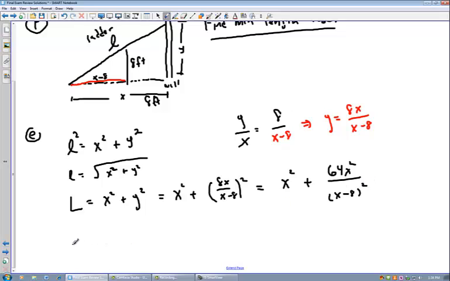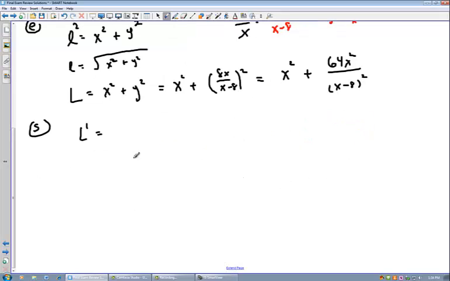Very good. All right, so solve. I have a formula for L in terms of x's, so now I can find L prime. So L prime is equal to, and I'm going to take the derivative of this thing, so I have 2x plus, and now I'm going to use a quotient rule, so I have my low, which is x minus 8 quantity squared, times the derivative of my high, so 2 times 64 is 128x, and then minus my high, so 64x squared, times the derivative of my low, which is 2 times x minus 8 to the 1, times the derivative of the inside, which is just 1.